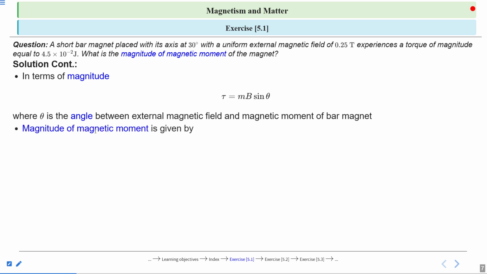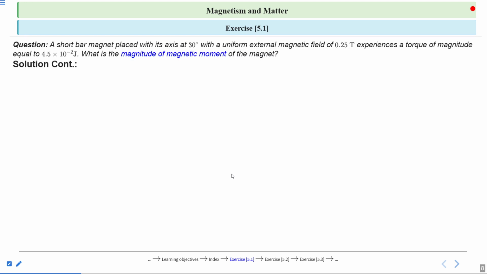So after rearranging this equation, it will become tau upon B sine theta. So m will be equal to tau upon B sine theta. Now we will substitute all the values given in the question and we will find the magnitude of magnetic moment. So after substituting all the values, m equal to 4.5 into 10 to the power minus 2 upon 0.25 into sine 30 degree.